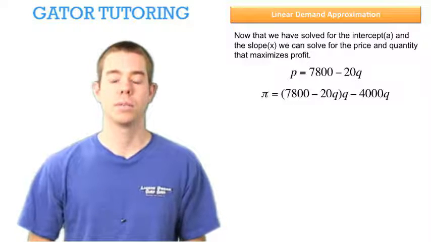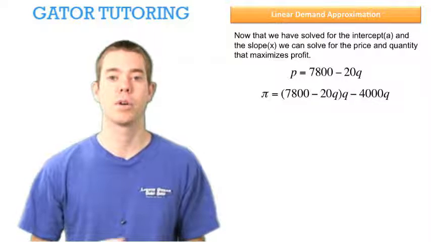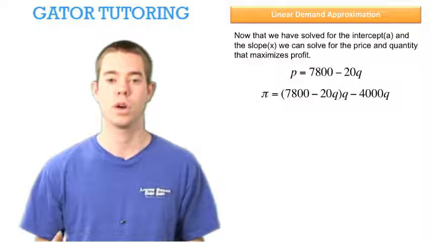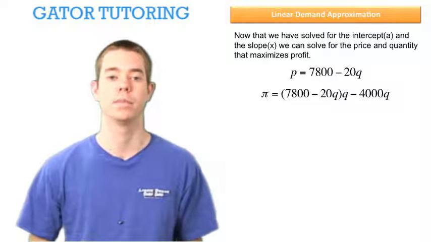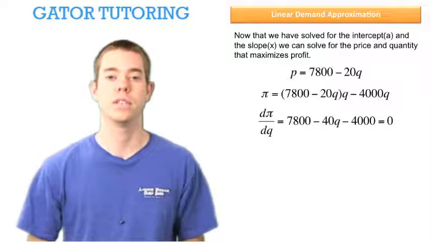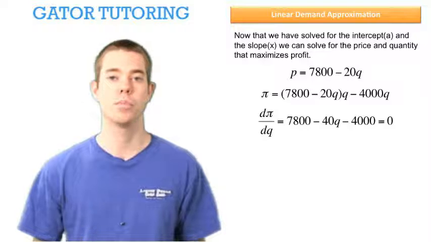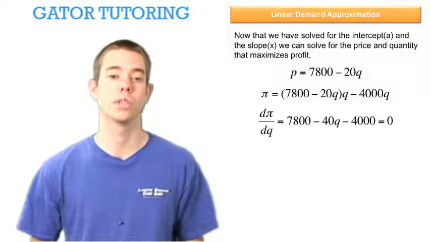Now we know we can maximize profit to find the optimal quantity and the optimal price to maximize profits. And the profit function is price times quantity minus marginal cost times quantity, where price is equal to 7,800 minus 20Q times quantity minus $4,000 of marginal cost times quantity. Taking the derivative of this with respect to Q, we get 7,800 minus double the slope, going from 20Q to 40Q, minus 4,000 equals 0.